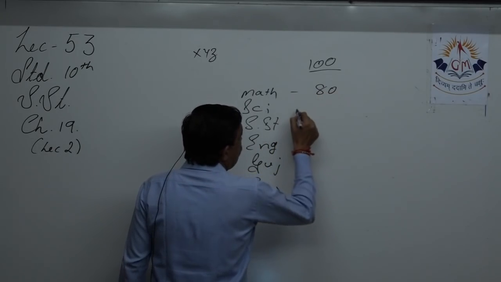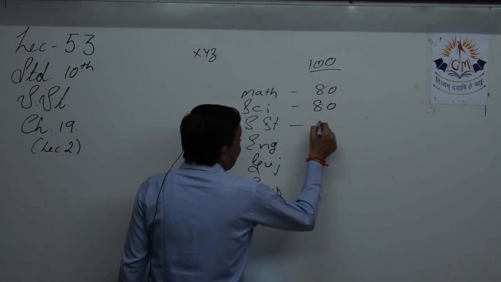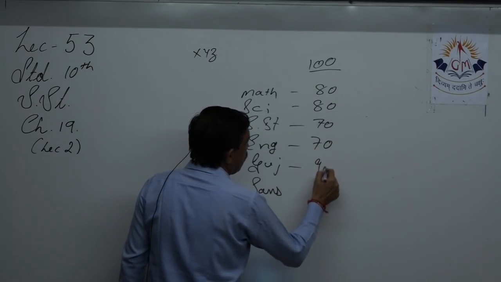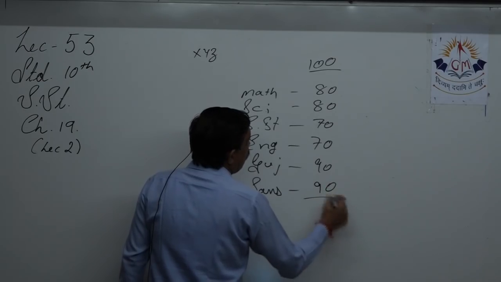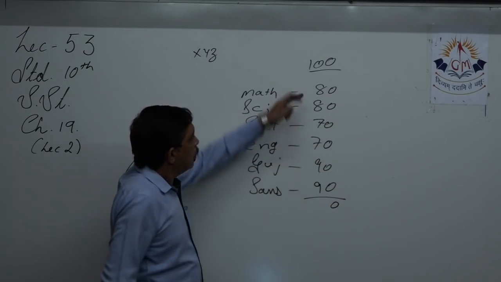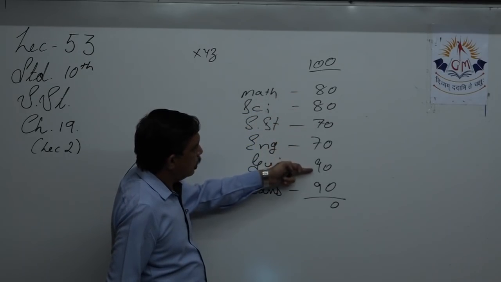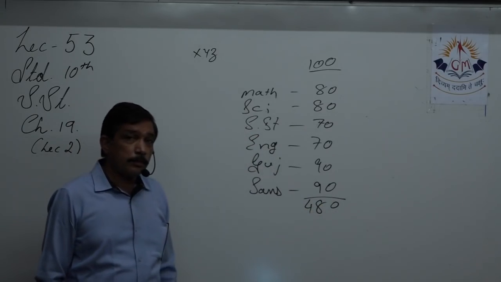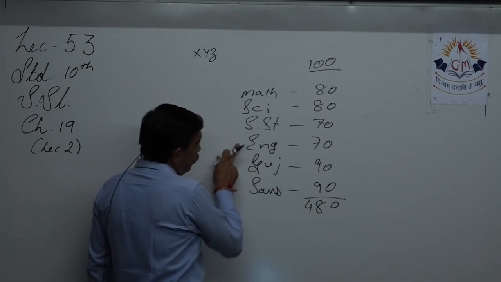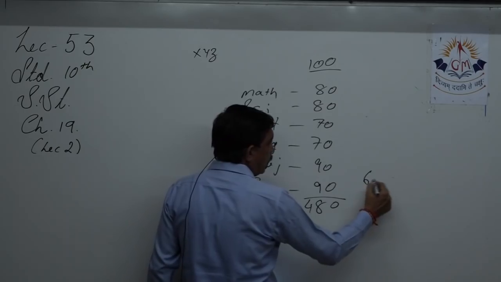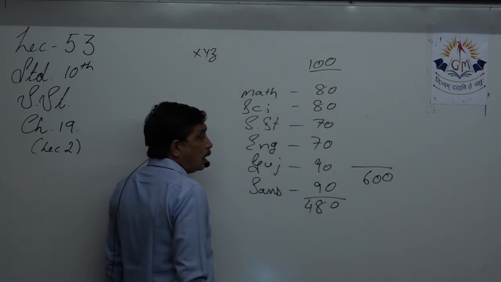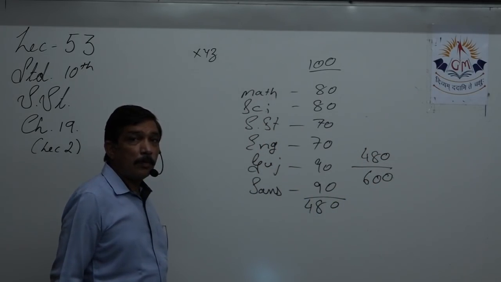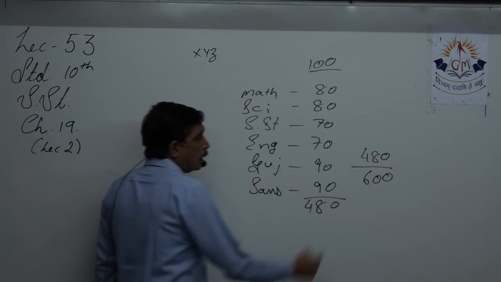So we have 80 in maths, 80 in science, 70 in social, 70 in English, Gujarati, you are well versed, so you have 90 over here. Sanskrit, you have 90, making a total of 16, and 7, 23, 30, 39, 40, 48. So this is your mark sheet. So, 1, 2, 3, 4, 5, 6. 6 subjects are there, so 600. 600 mein se kitna mila? 480.